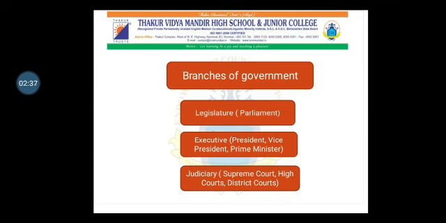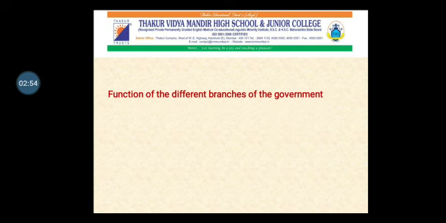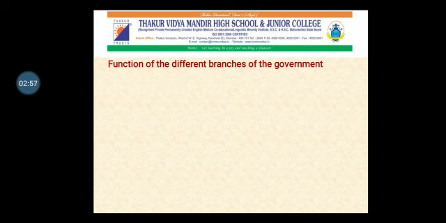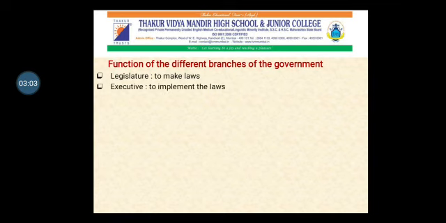Next, the President, Vice President, and Prime Minister make up the executive branch. The Supreme Court, High Court, and District Courts come under the judiciary. Next, we will see the functions of these three branches of government. The legislature makes laws, the executive branch implements those laws, and the judiciary provides justice. It means it protects the rights of the people and tries to resolve conflicts in accordance with the law.